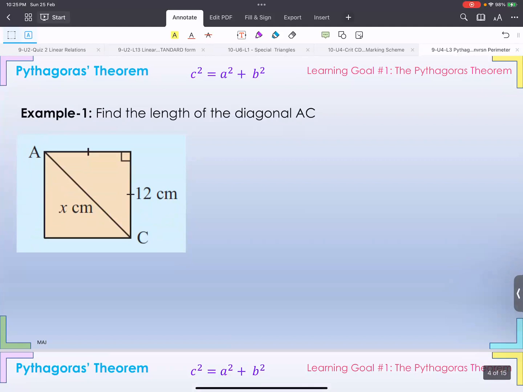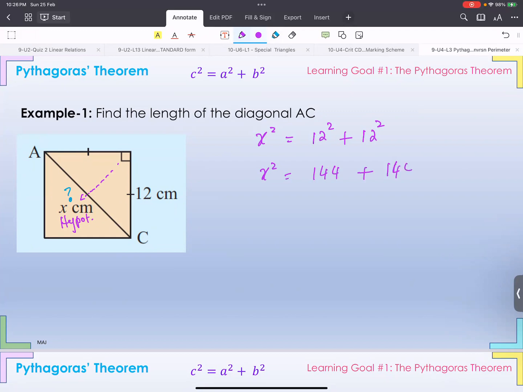Here we have a quadrilateral where two of the sides are equal, and we have a diagonal AC. We're going to find the length of the diagonal AC. So X happens to be the hypotenuse, right? So we have X squared is 12 squared plus 12 squared. Now just be careful with algebra. Please don't write this as 24 squared, because that's not correct. X squared is 144 plus 144, just 288.